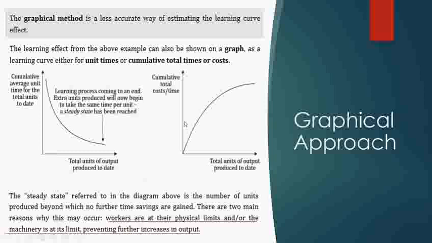But remember, in both situations, this reduction will be stopped at a point. So this gradual reduction is also stopped at a point, and it will be a straight line. Here, this also will be stopped at a point, and it will be a straight line because of the cessation of learning curve impact.